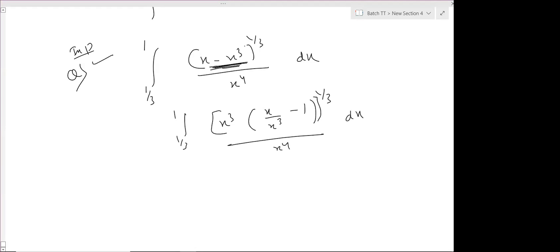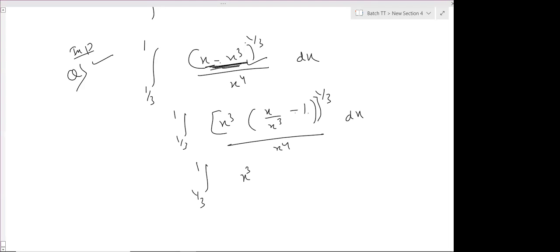All right. So this question is the integral of (x minus x cube) to the power 1 upon 3, upon x to the power 4, dx. So what you have to do? Always take the maximum power common from the numerator. All right, the maximum power is x cube. So I took x cube common. So what remains in the brackets? x upon x cube minus 1, whole to the power 1 upon 3. This step is clear to all of you? Yes, sir.